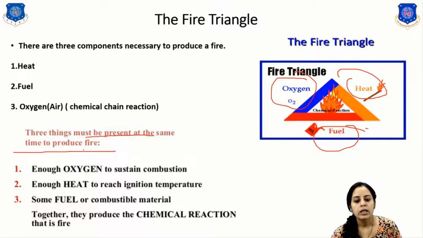It means that there must be enough oxygen to sustain combustion, enough heat to reach ignition temperature, and some fuel or combustible material. Together, they produce a chemical reaction, that is a fire. Okay, so this is the concept of the fire triangle.